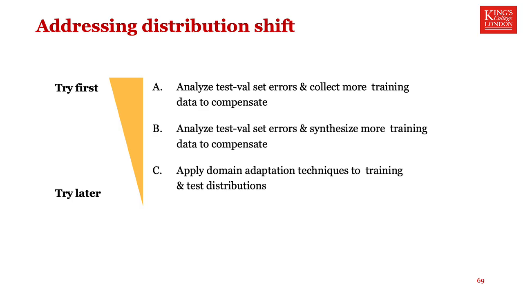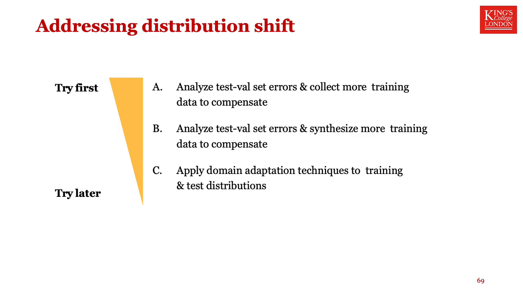It's very likely that those errors are caused by specific peculiarities in the data itself. So collecting more data is normally the best solution to tackle those. If collection of data is not possible, you can always synthesize more training data to compensate. And only then should you probably start thinking about domain adaptation techniques to the training and the test distributions.